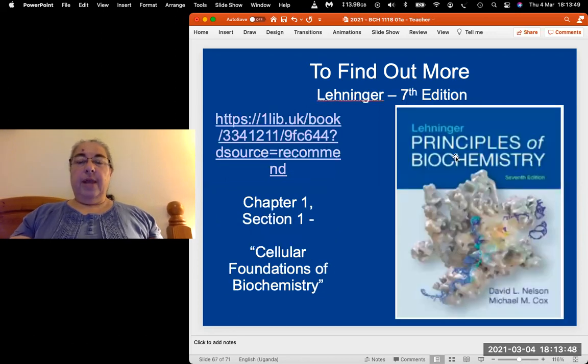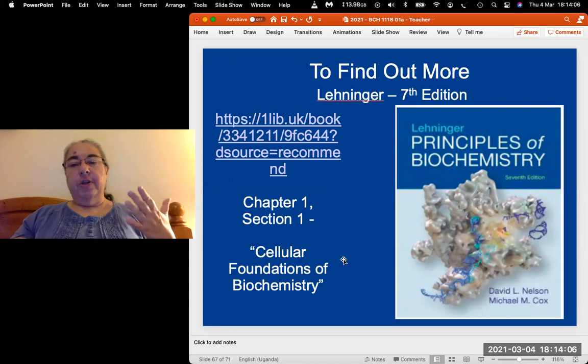If you want a more up-to-date copy of Lehninger, this one is available. You can find it as a soft copy, and chapter 1, section 1 is called Cellular Foundations of Biochemistry. That will look at cells from the point of view of a biochemist.